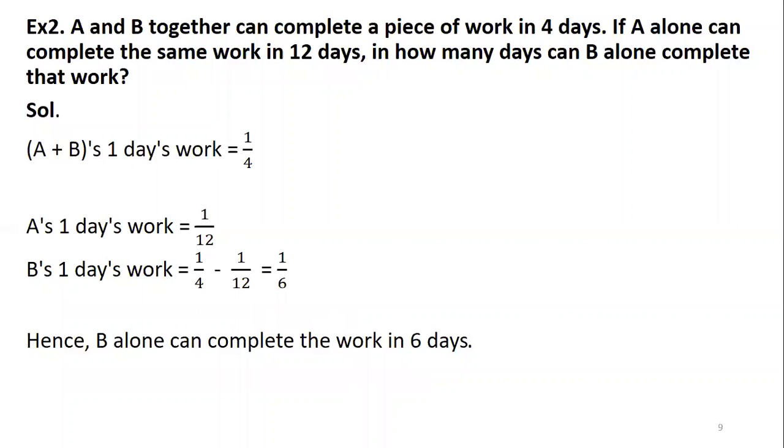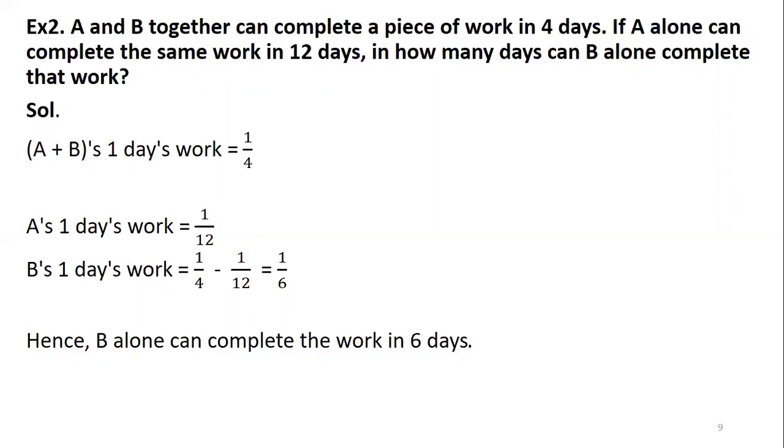Okay. Now they may ask, what is the efficiency ratio of A and B? A takes 12 days to do the work and B takes 6 days to do the work. So the ratio of number of days taken is 2:1. The efficiency ratio is inversely proportional to the number of days taken ratio. LCM of 2 and 1 is 2. So now dividing, you get 1:2.